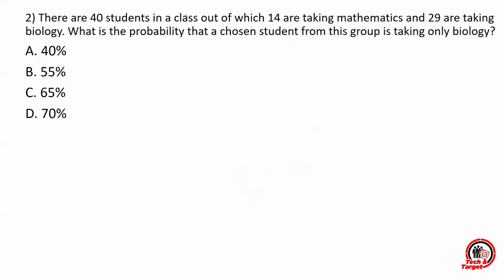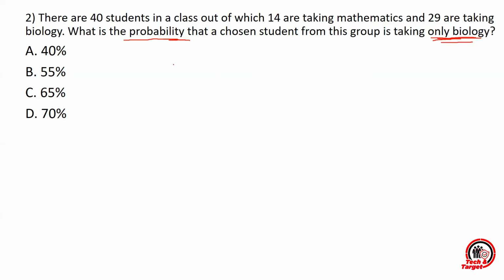This says that there are 40 students in a class, out of which 14 are taking mathematics and 29 are taking biology. So what is the probability that a chosen student from this group is taking only biology? This is the key information here. The first thing is they're asking about the probability, and apart from that, they're asking only biology, not both mathematics and biology, but instead only about biology. A student who is taking only biology, right?